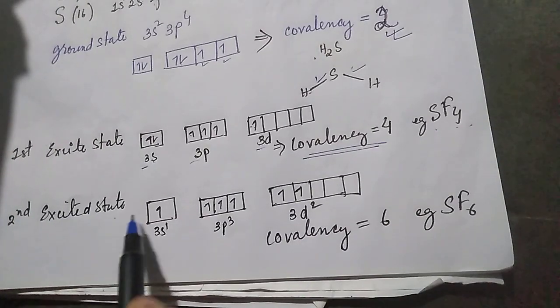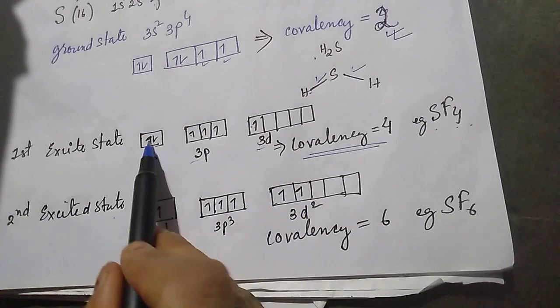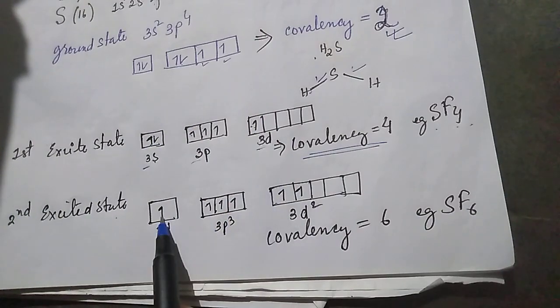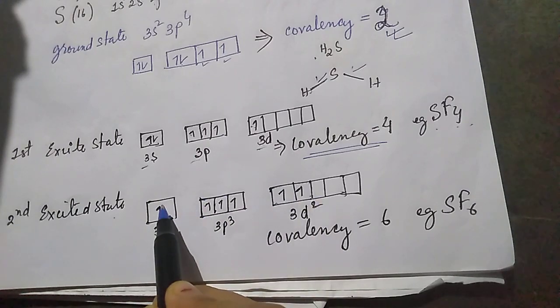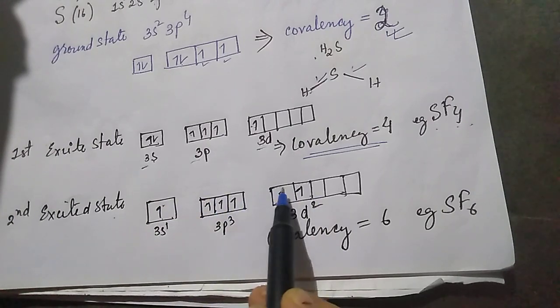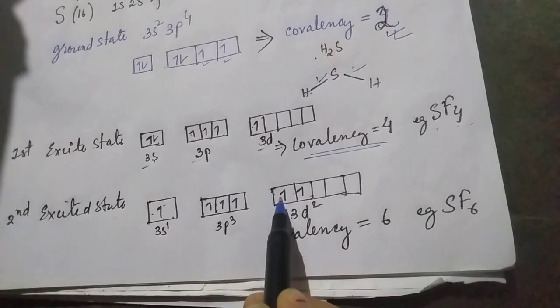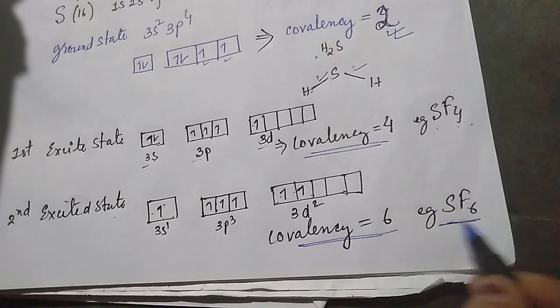We will again excite, the second excitation state. So these electrons will also be excited to the next higher level. This paired up electrons, 2 electrons are there, will excite one to the higher one. So it is shown here. And now after excitation, what do we find here? 1 2 3 4 5 6 unpaired electrons. So the covalency will be 6. And also we have compounds like SF6.